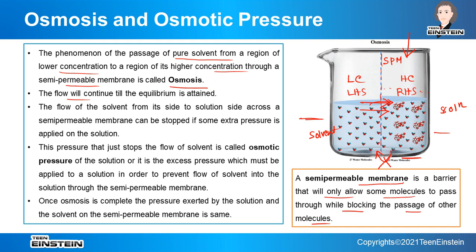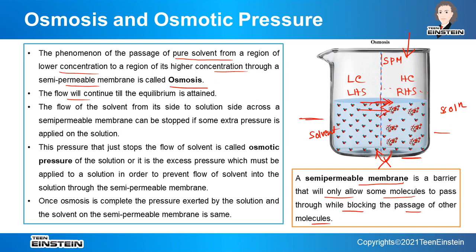So the pressure that just stops the flow of the solvent is called the osmotic pressure of the solution. So you can say that the extra pressure that we have to put is osmotic pressure, or you can say that the pressure that just stops the flow of solvent is the osmotic pressure of the solution. Another way we can say is that it is the excess pressure which must be applied to the solution side so that we can prevent the flow of solvent into the solution side through SPM. Okay.